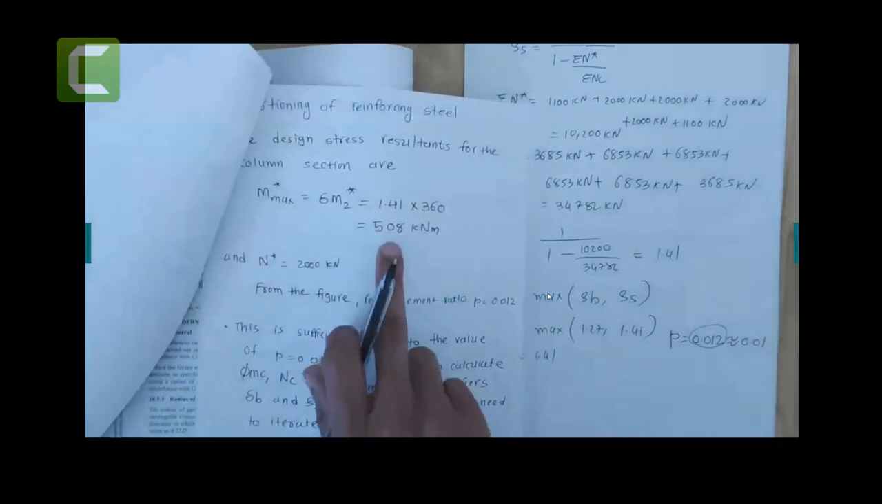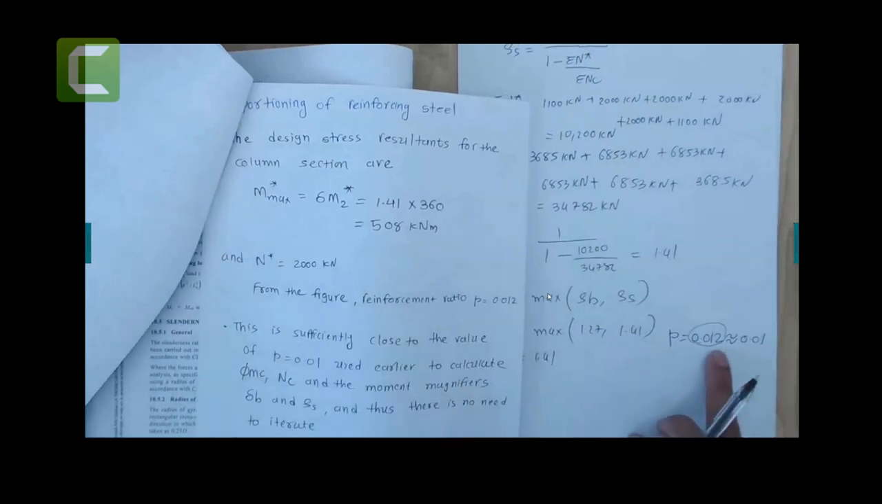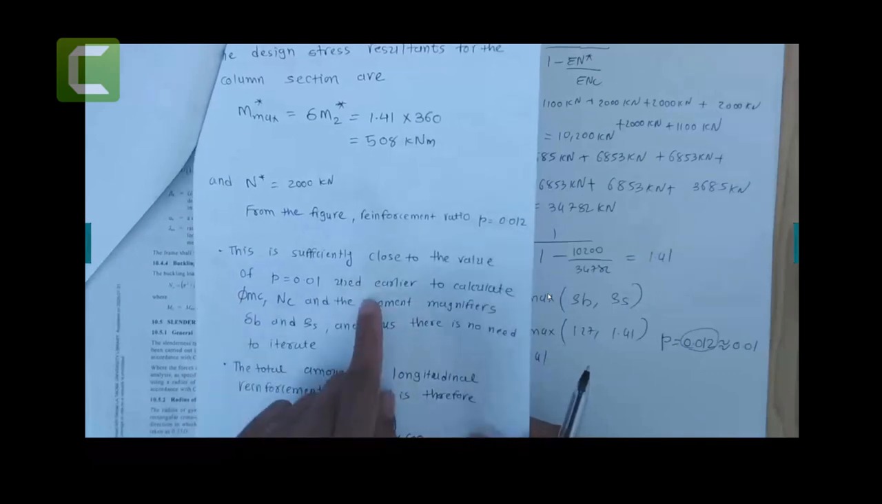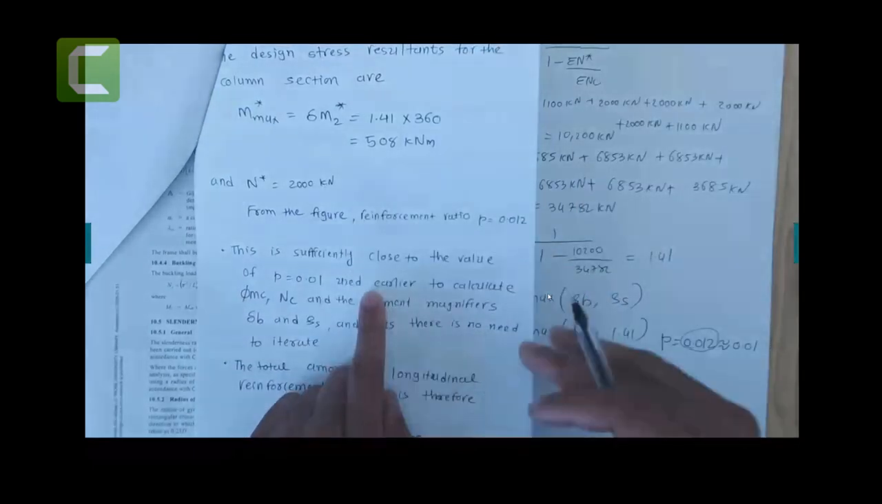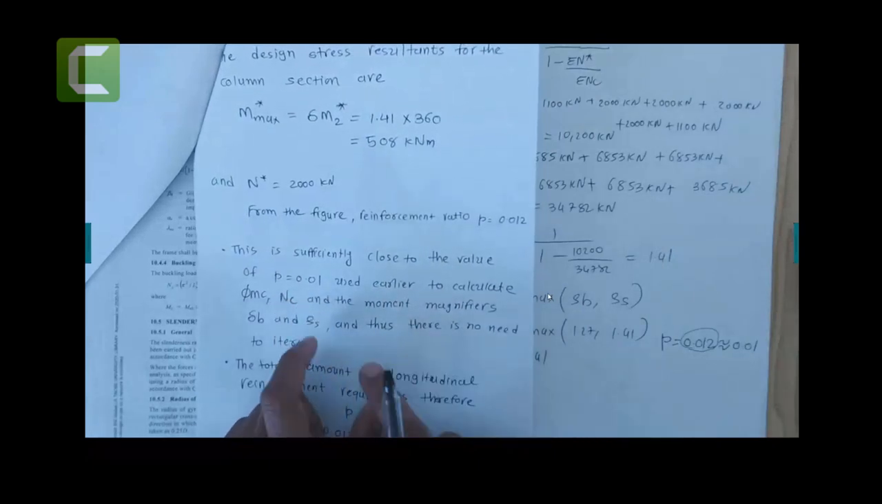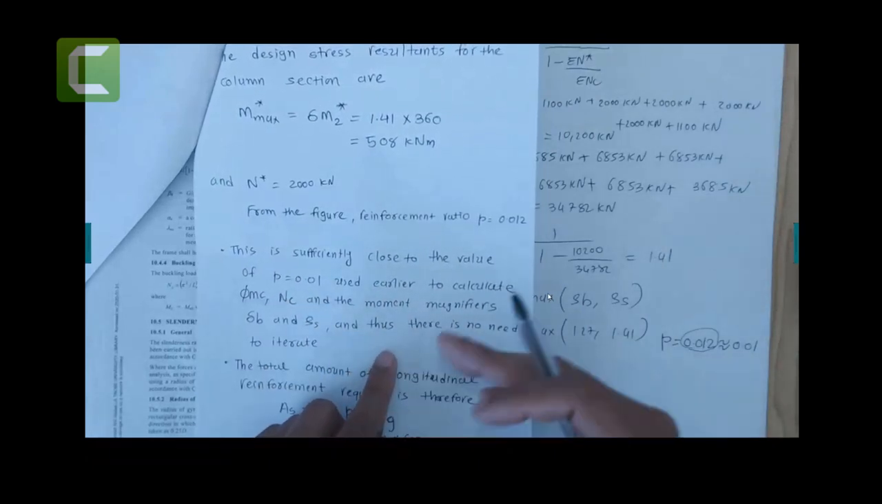If it is less than the assumption, then you might have trouble. If you are putting in extra steel, there is no harm. So it's very close to 0.01, and we validate our assumption, saying that our actual moment of 508 and 2000 kilonewtons gives us this reinforcement ratio. It validates all the assumptions; otherwise you need to go back and recalculate everything, like the moment magnifier, and repeat the whole process again.